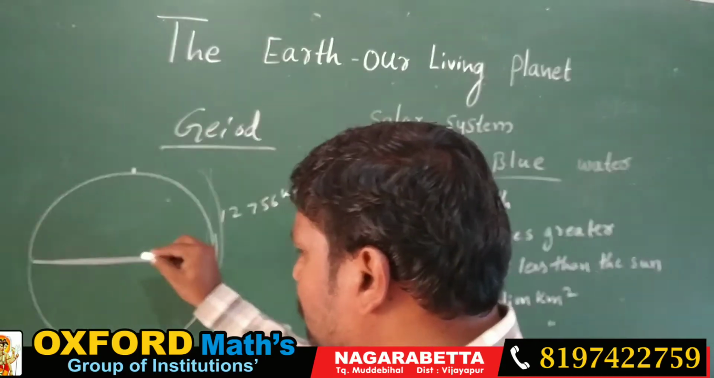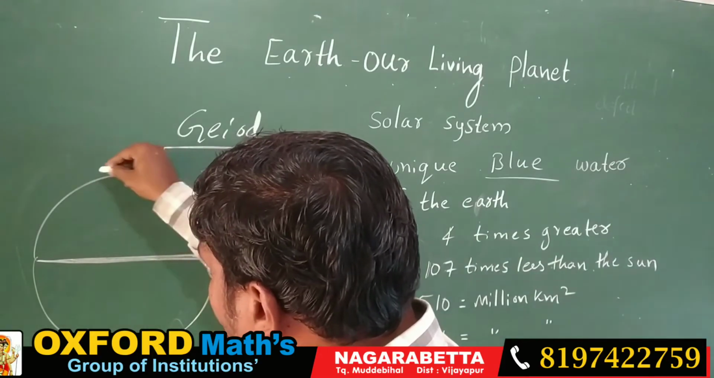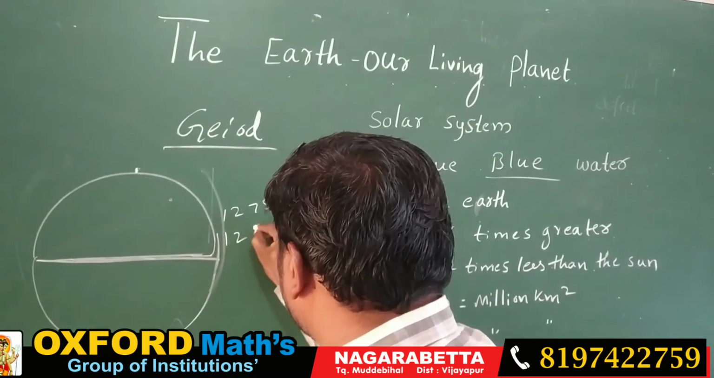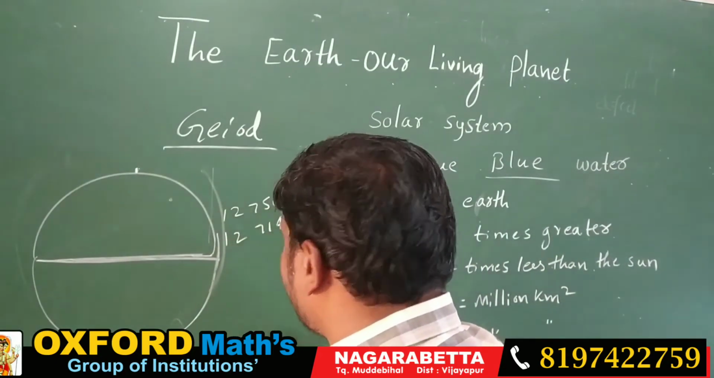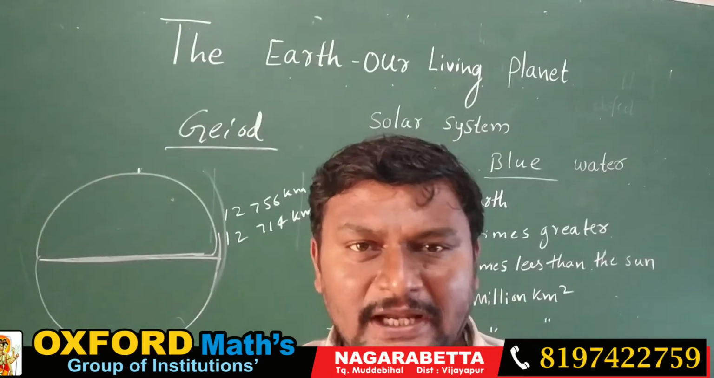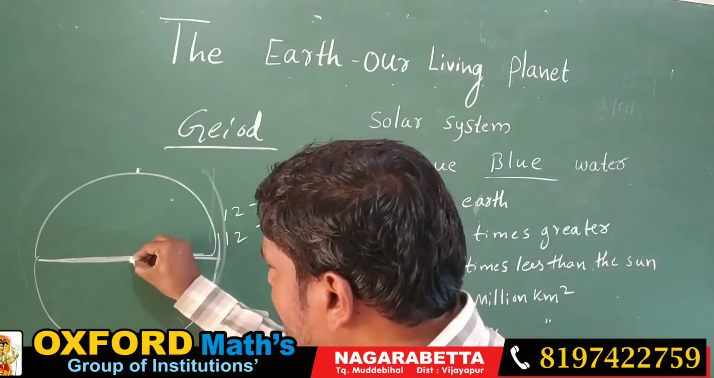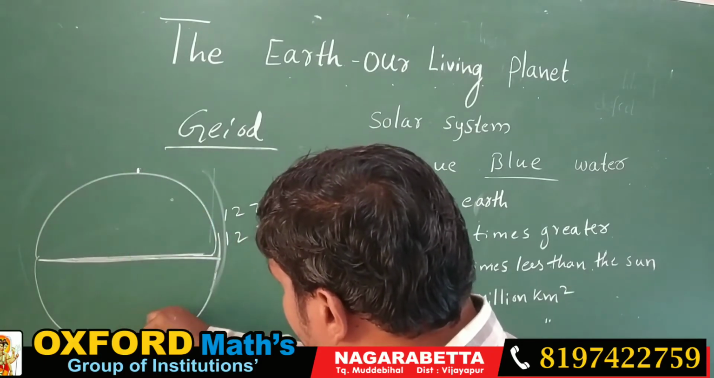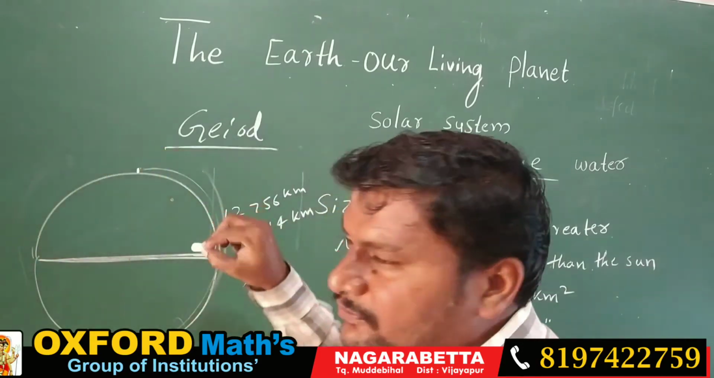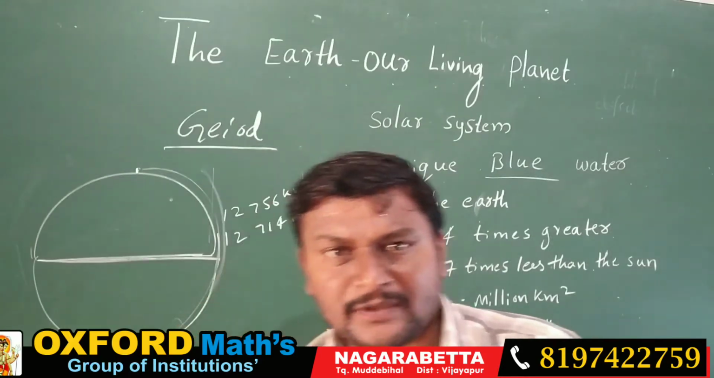And the polar diameter means we measure from here, how much distance is there. It is 12,714 kilometers. And when we find the circumference, the circumference means this one, when we measure from here to here, and one more circumference, when we measure, we get a distance.